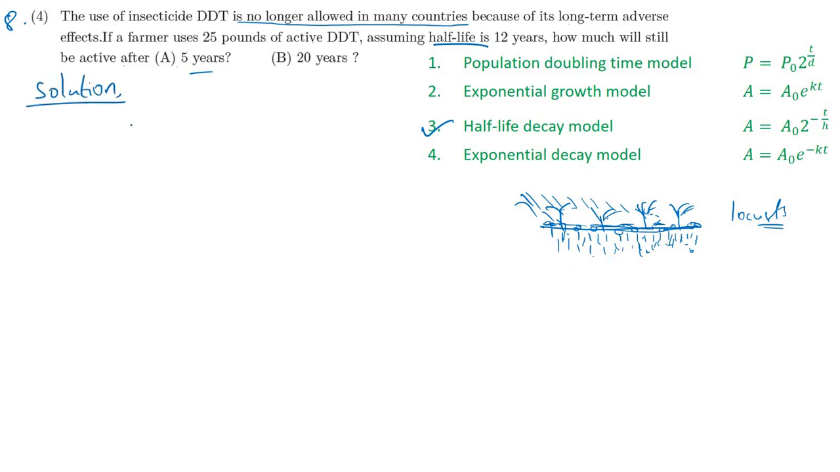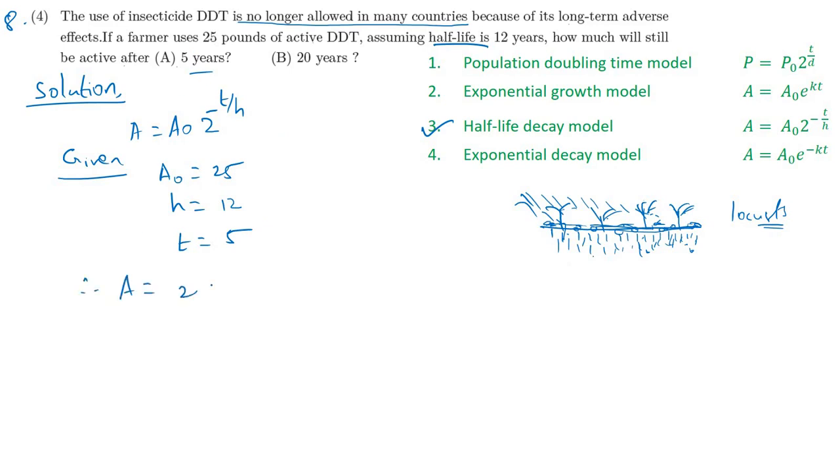So it is A equal to A naught times 2 power minus T by H. What are all the things given? Initially, how much is active? 25 pounds. A naught equal to 25. Then half-life is 12 years, H equal to 12. Then T is 5 years. Substitute everything here. Therefore, A equal to 25 multiplied by 2 power minus T by H, where T is 5 divided by 12.